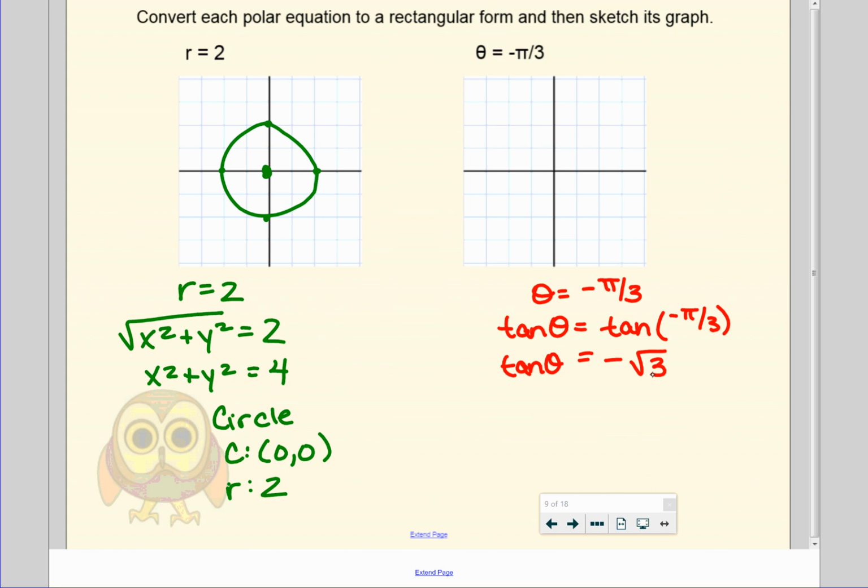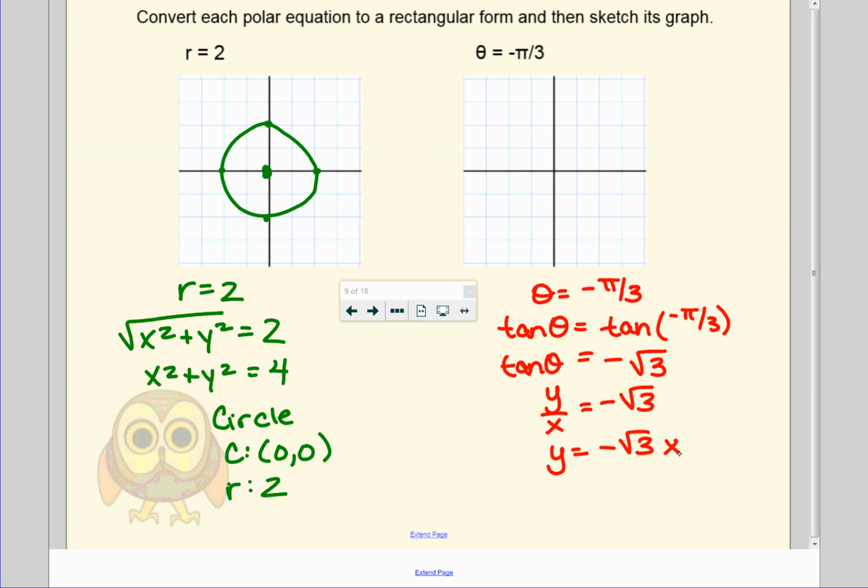Okay, remember we're trying to write this with x and y's. What's tangent the same as? What's our formula? Y over x equals negative rad 3. If you don't recognize something that's in rectangular form, if it's not a circle, if it's not square, the easiest thing to do is get the y alone, because that's usually how we graph things, right? So if I get the y alone, it's negative rad 3x.